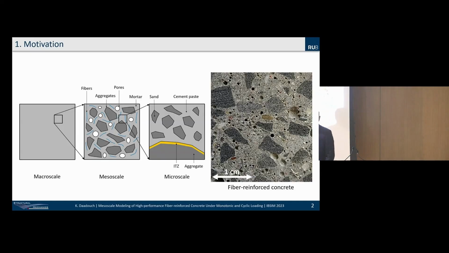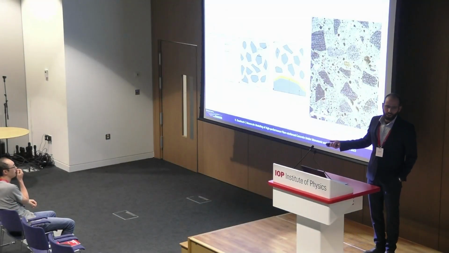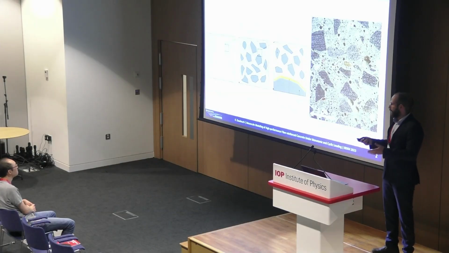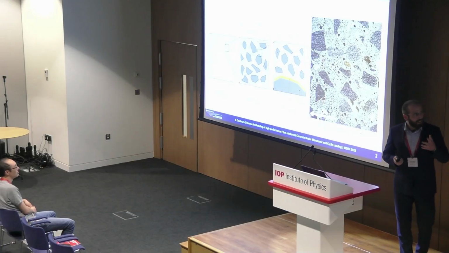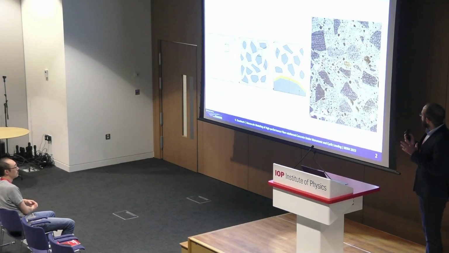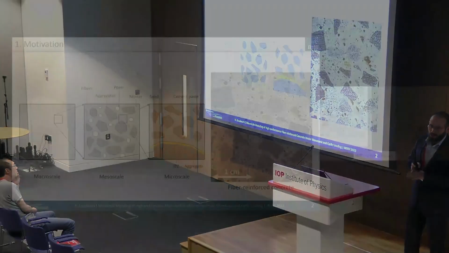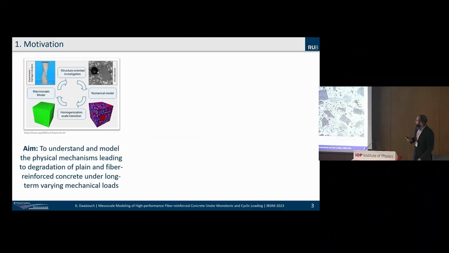Although concrete is modeled as a homogeneous material on the macro scale, it is in fact a highly heterogeneous material. It consists of aggregates, sand, of course cement, and in the case of fiber-reinforced concrete, fibers. We are interested in modeling concrete on the mesoscale, where we should resolve fibers, air bubbles if they are appearing, and coarse aggregates. Why do we want to do so?